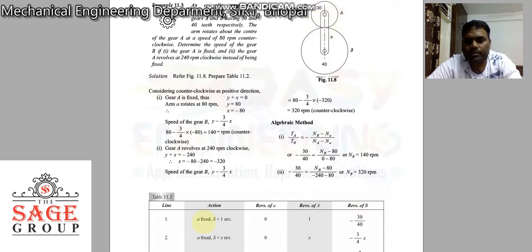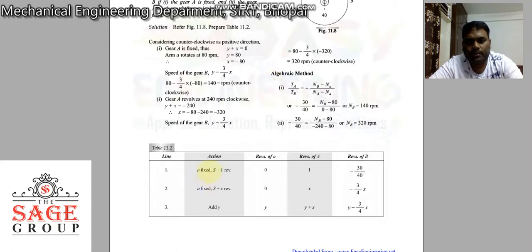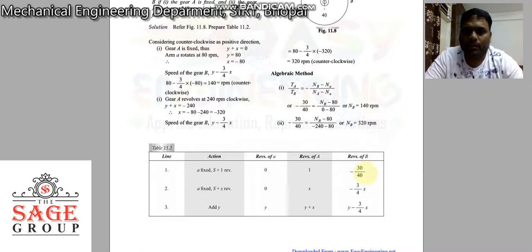In the tabular method, in the first step we keep the arm fixed and give +1 revolution to gear A. The arm fixed means 0, this is +1, and for gear B we use the velocity ratio. We explained in the last class how the tabular method works.